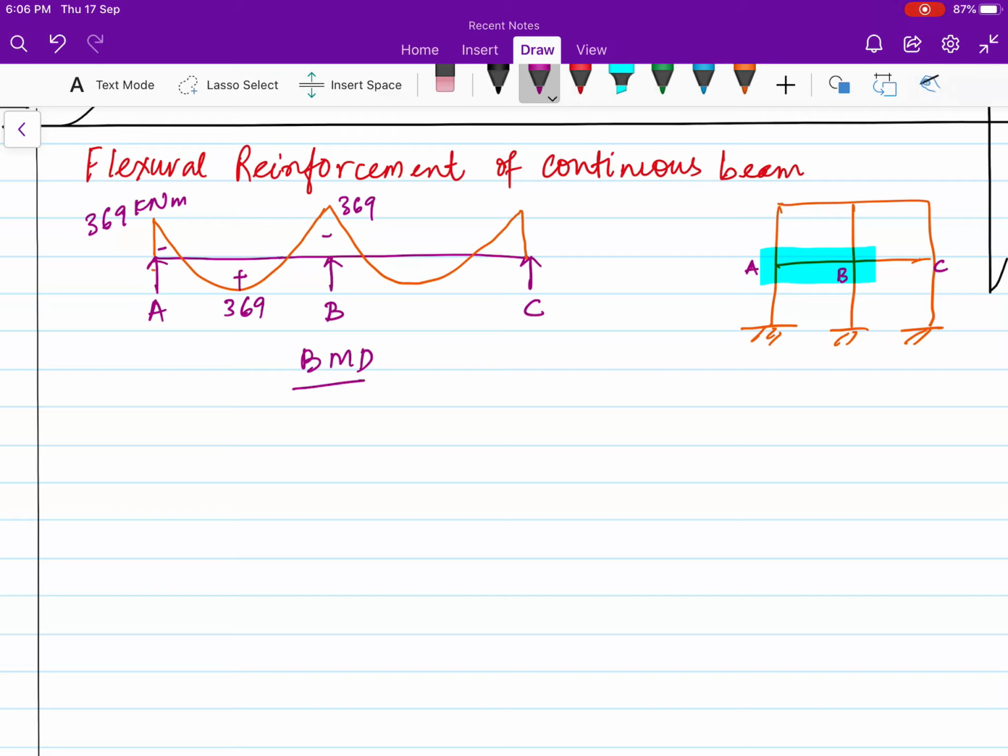Let's look at these values and design for, or calculate, the amount of steel required for this beam. I'm just considering beam AB, only this portion I'm going to consider. Let us assume that the size of the beam is 300 mm cross 600 mm. I'm assuming this beam size.